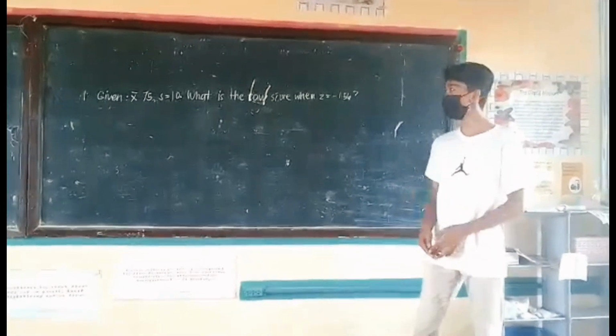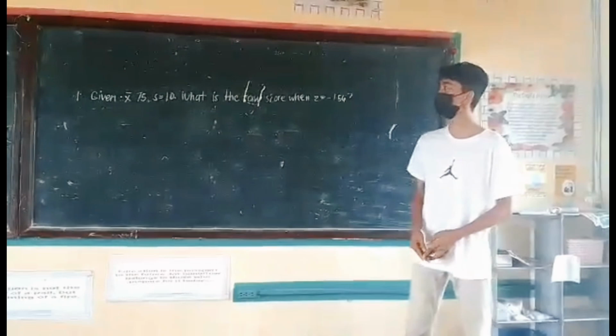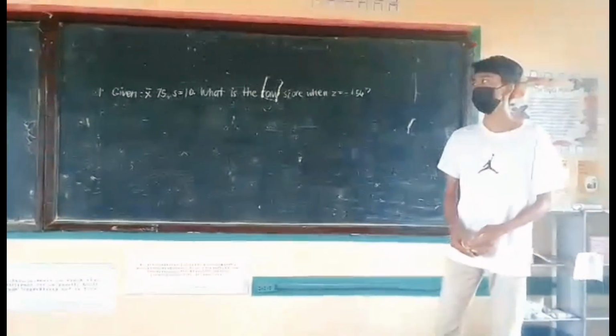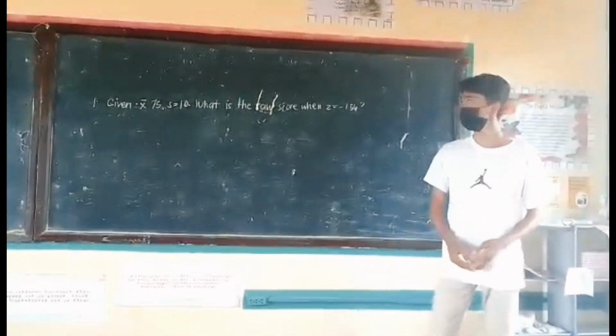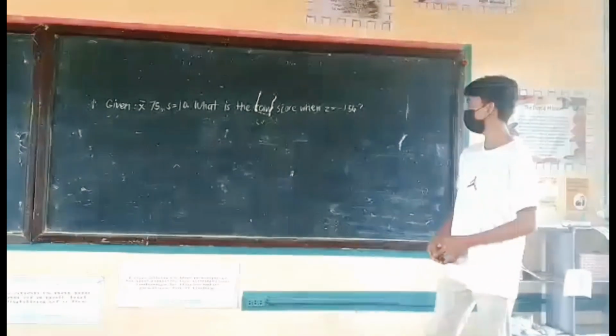Try to answer number 1. Given x bar is equal to 75, s is equal to 10. What is the raw score when z is equal to 1.56?